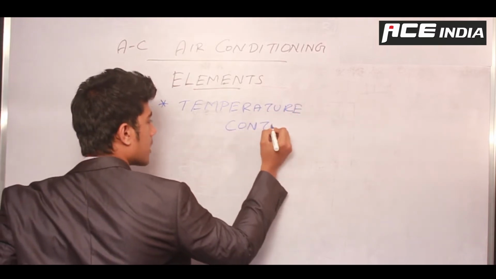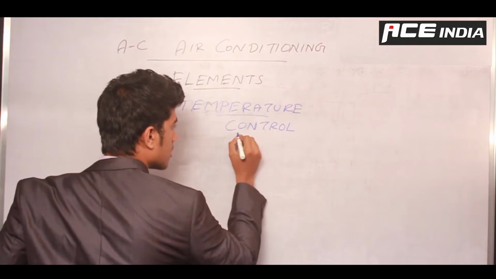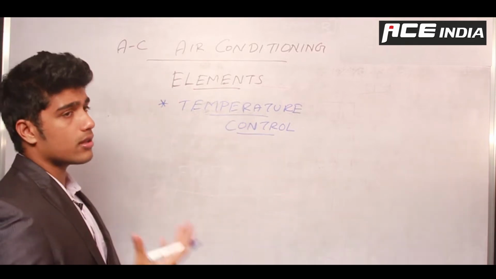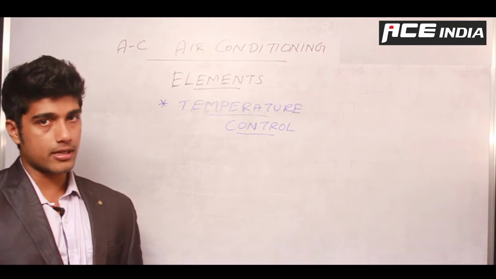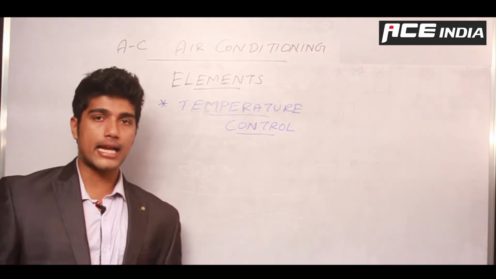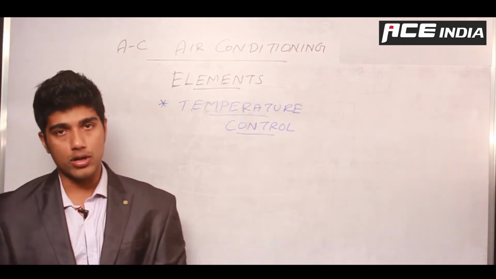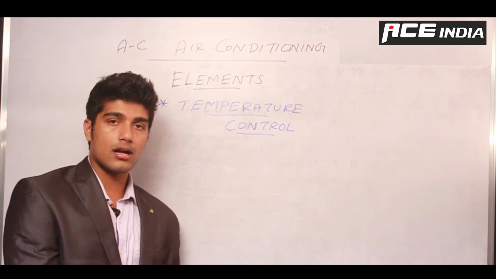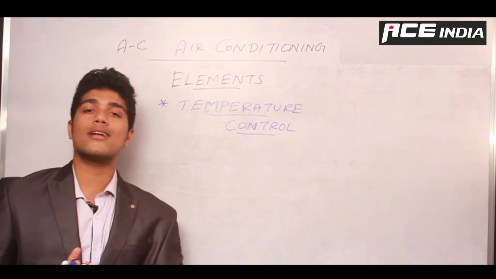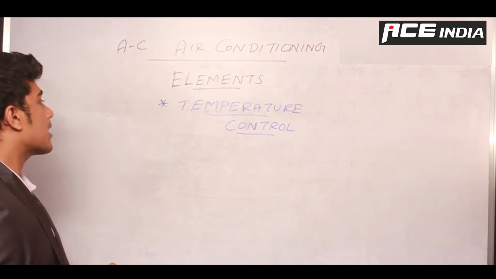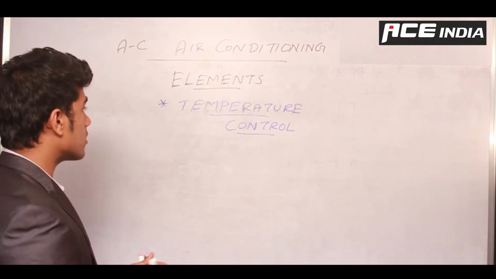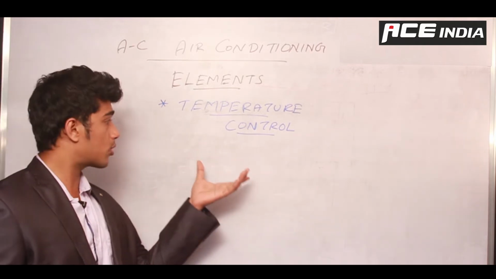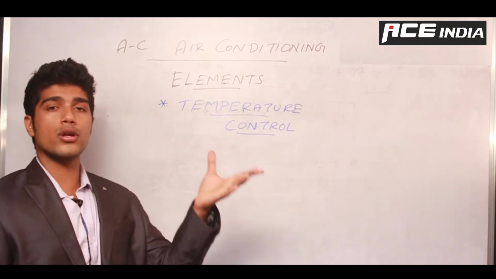Temperature control. We all know that if you want your room to be air conditioned, you need to be sitting at a comfortable temperature. Depending upon the atmospheric conditions, it may be heating, it may be cooling. You may need a hotter situation inside, or you may need a colder situation inside, depending upon the outside conditions. So that first one is called temperature control. You can use a heating system or you can use a cooling system.